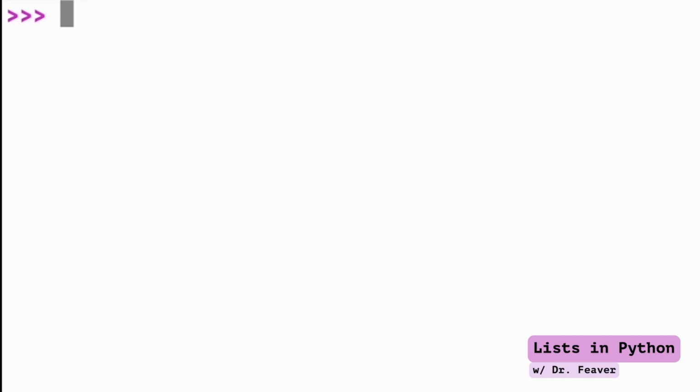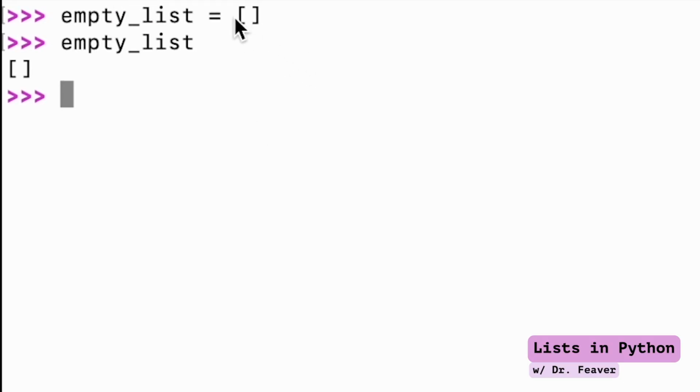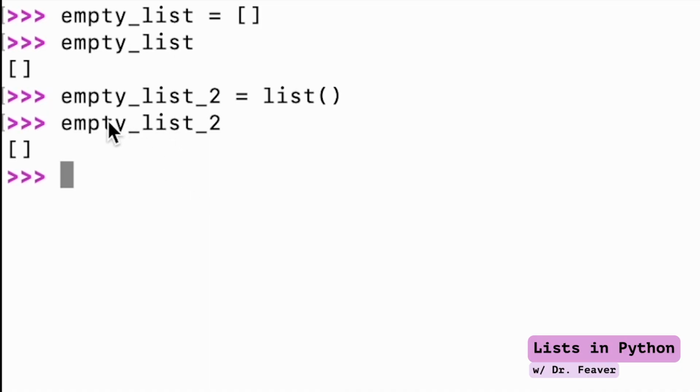We can also make a list with nothing in it. If we just use a set of square brackets like this, empty list equals, then it's a list with nothing in it. I could also say empty list 2 equals list. This is another way to make a list with nothing in it, just using the keyword list. This is called the constructor function for the list. You don't need to remember that right now, but these are just two separate ways to make an empty list.